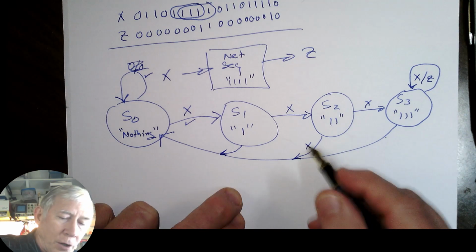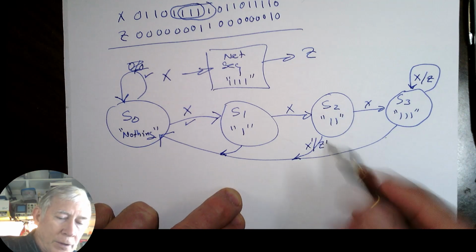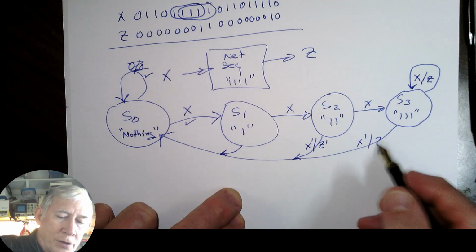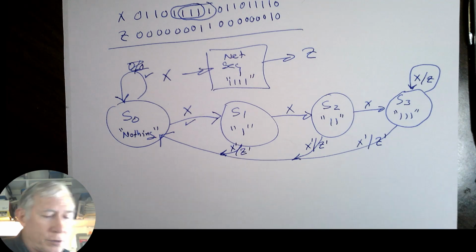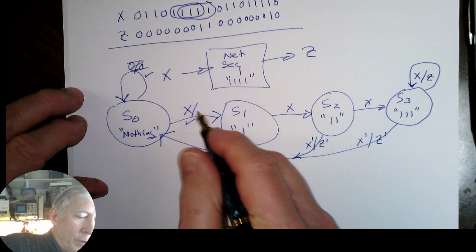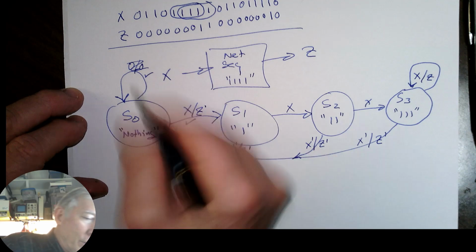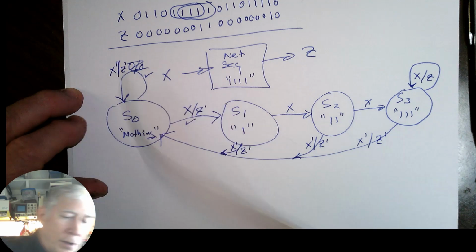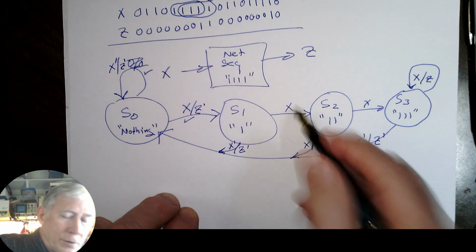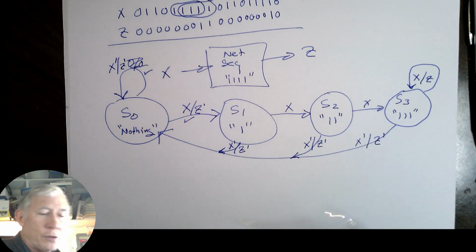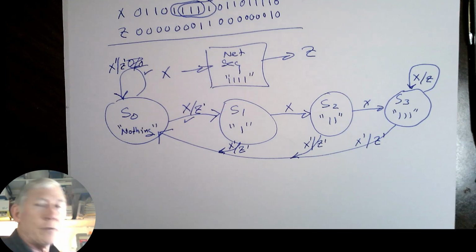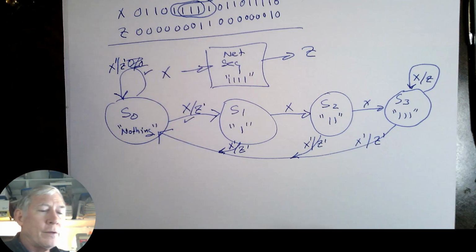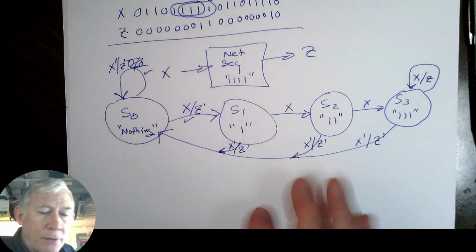Or if you want, you can put X prime slash Z prime, which means X and Z are both 0. Here you can put Z prime, and here you can put X prime, Z prime if you want. But I think it's nicer if you declutter it and you don't put X prime or Z prime. You just leave Z out unless it's 1. Okay, so that's if we did it with a state graph.